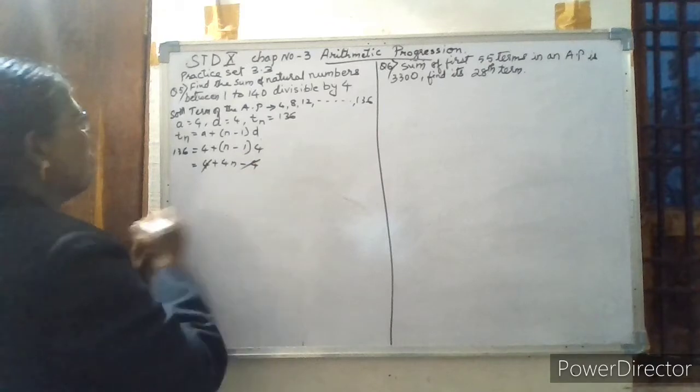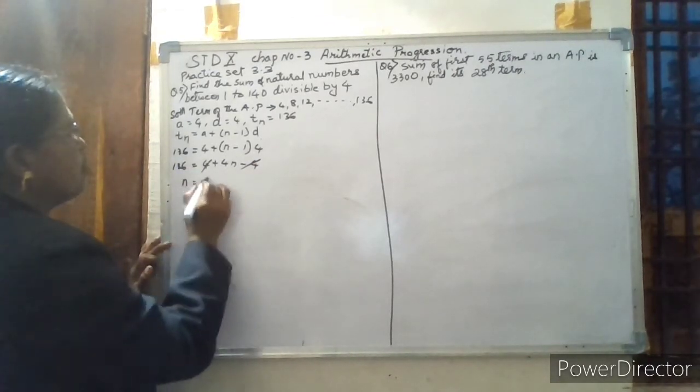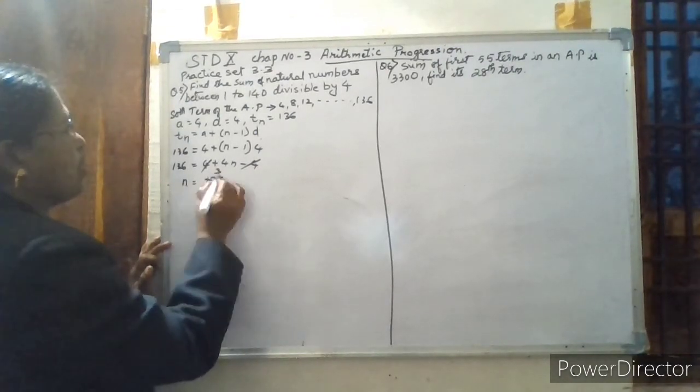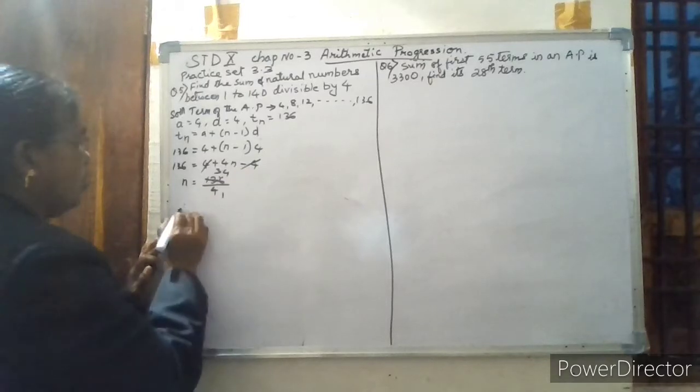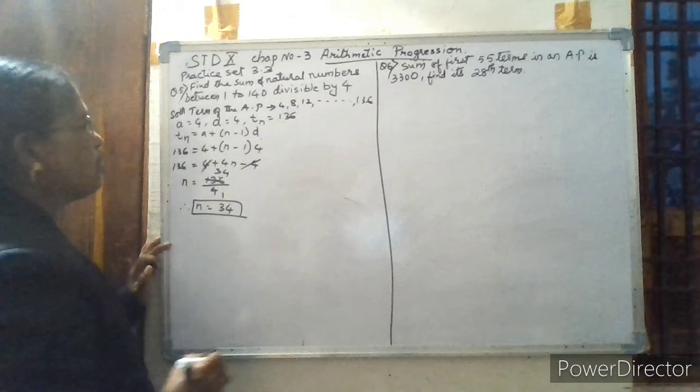This 4 cancels. So 136 is equal to 4n. n is equal to 136 divided by 4. 4 1s are 4, 4 3s are 12, carry 1, 4 4s are 16. Therefore, n is equal to 34. We got 34 terms here.